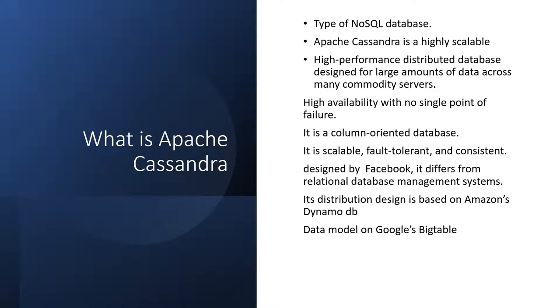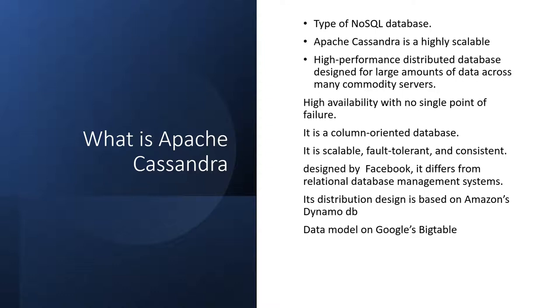Let's talk about now what is Apache Cassandra. Cassandra is a type of NoSQL database developed by Apache. Apache Cassandra is highly scalable. When we say scalable, you can add a number of nodes according to your requirement, and it has high performance because the data is spread across multiple nodes and there is no single point of failure.